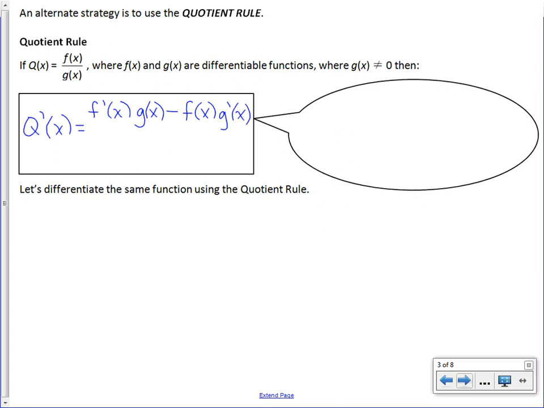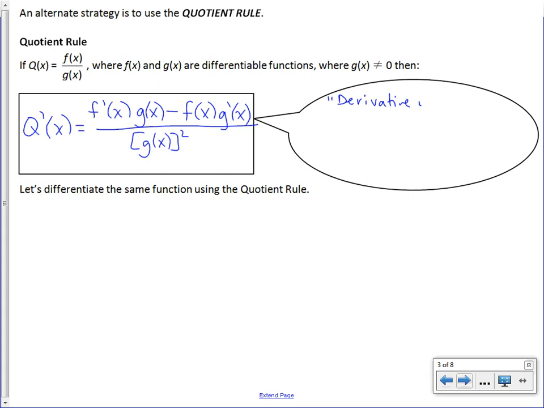I wrote that kind of on the high side, eh? All over the bottom squared, because that's just how it rolls. That is it. Notice I'm not saying first, second. I'm going to say top, bottom. Again, this is just in your head. You never write top; you write numerator, denominator if you're actually writing out the rule.